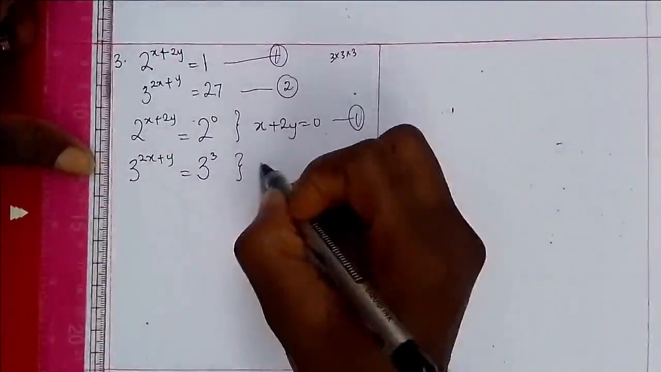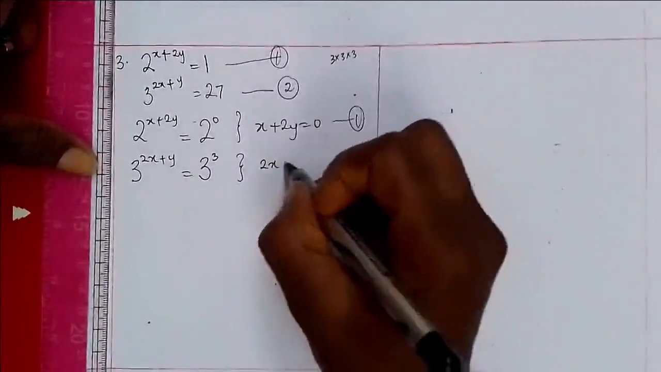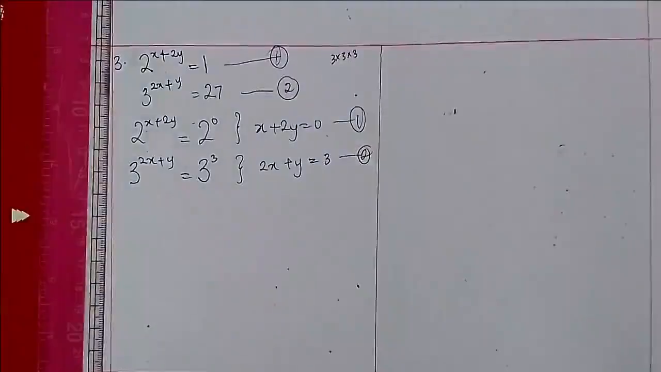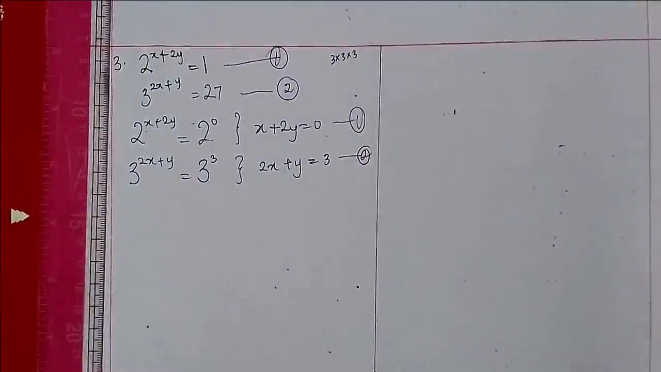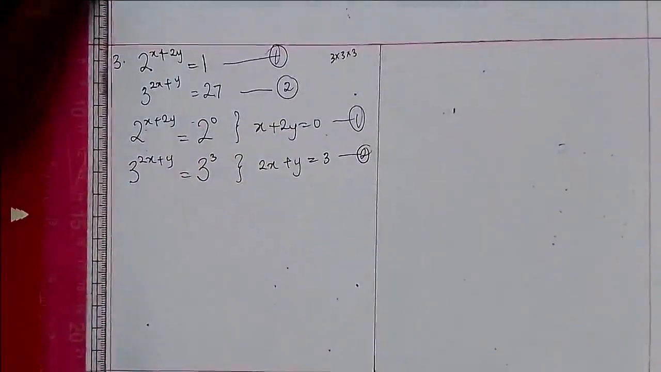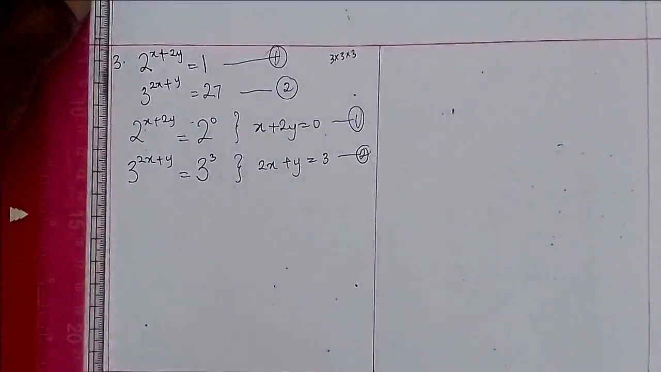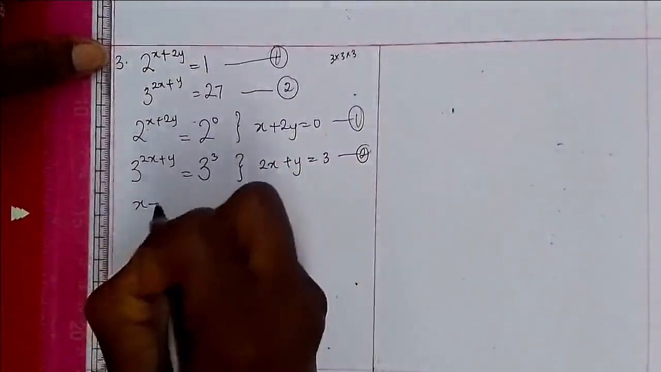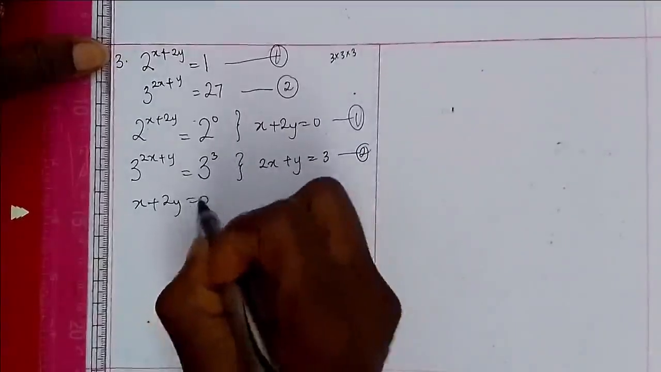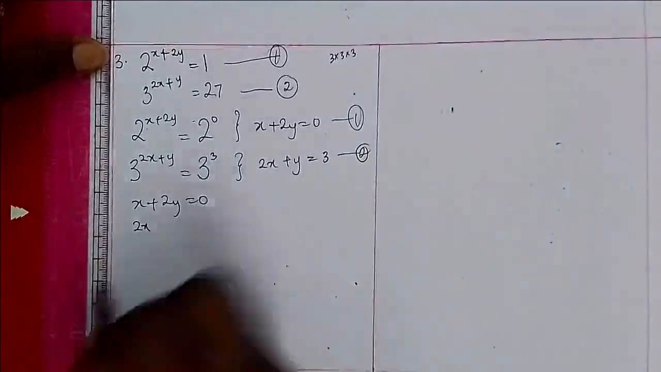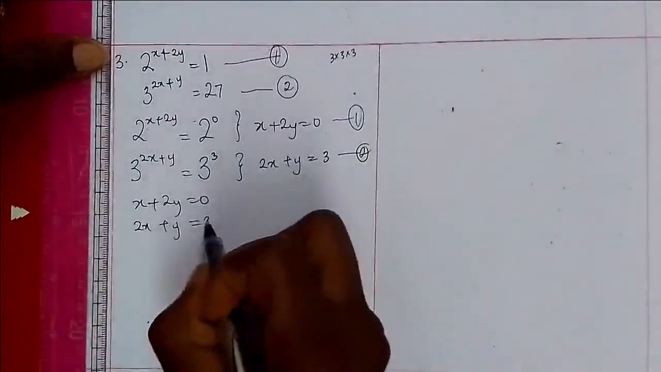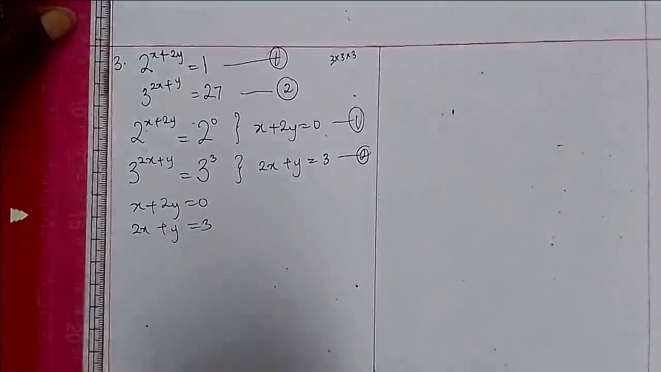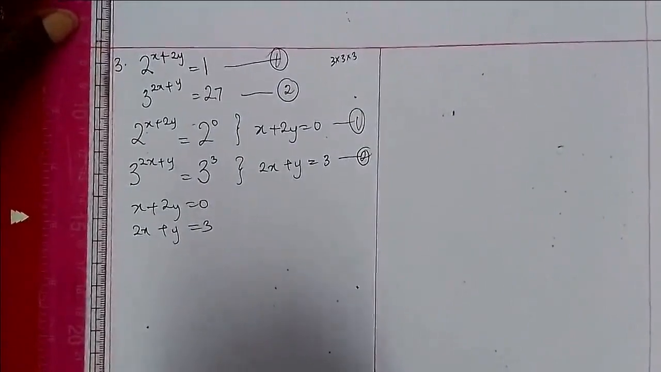So now this equation becomes 2x, we pick the power, plus y is equal to 3. This is equation 2. You can pick any variable you want to eliminate. In this case, I want to pick y as the variable I want to eliminate. So let me bring it down here: x plus 2y is equal to 0, and 2x plus y is equal to 3. So the variable I want to eliminate is y.